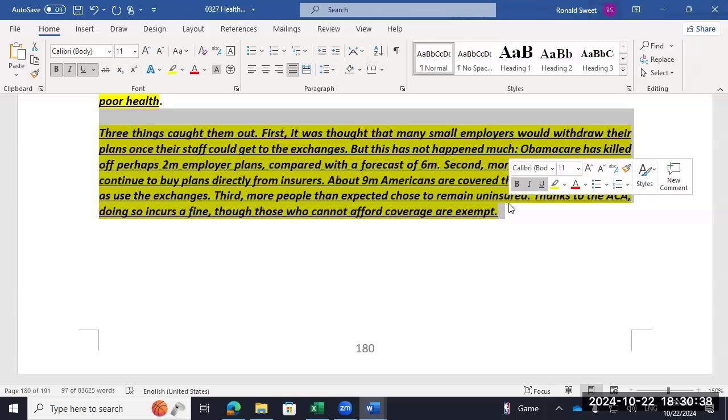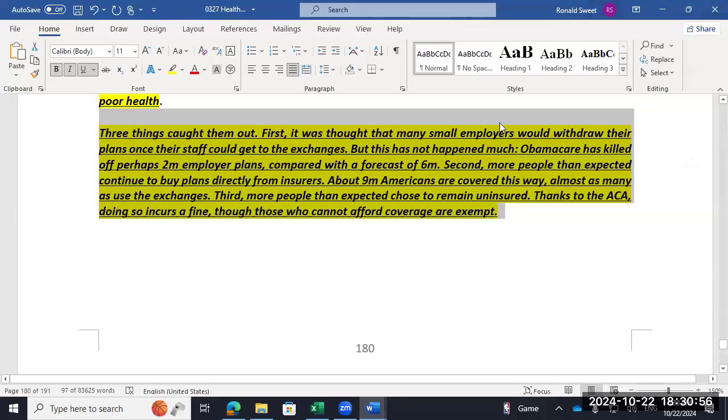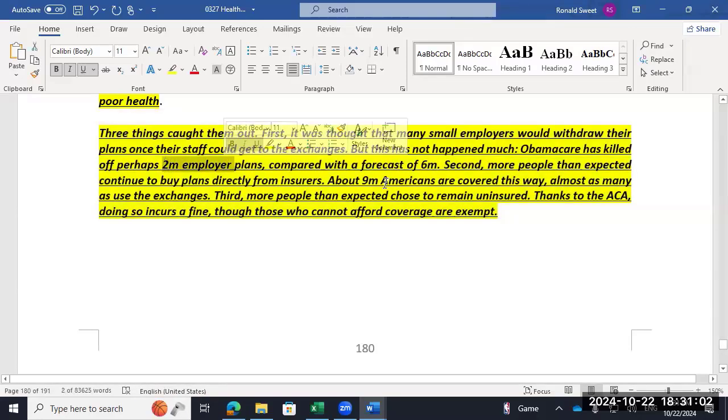You need a really large firm like an Amazon or an IBM or Walmart, some big employer, to say we're no longer offering health insurance to our employees. We're just going to send that money to them as salaries. We're going to send them to the Affordable Care Act. There were people actually hoping that would be the result of the Affordable Care Act, but it just hasn't. The Affordable Care Act has killed off perhaps 2 million employer plans, but that's still not much. They're hoping for 6 million. Second, more people than expected buy directly from insurers. About 9 million Americans are covered this way. So it hasn't quite worked the way they hoped it would, but we'll see.